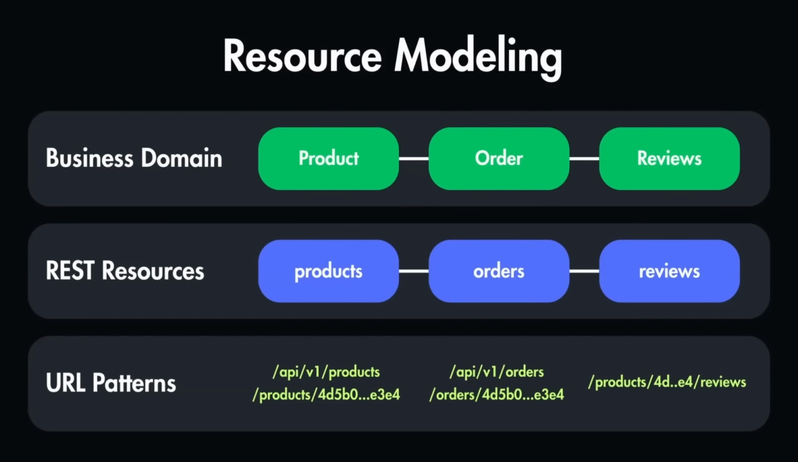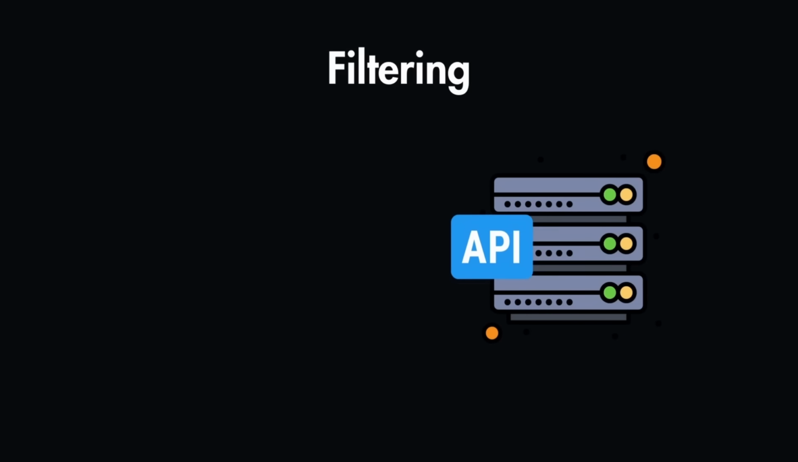But in real-world APIs, you rarely want to return all the results at once. That's why we usually incorporate filtering, sorting, and pagination in APIs. So let's start with the filtering.